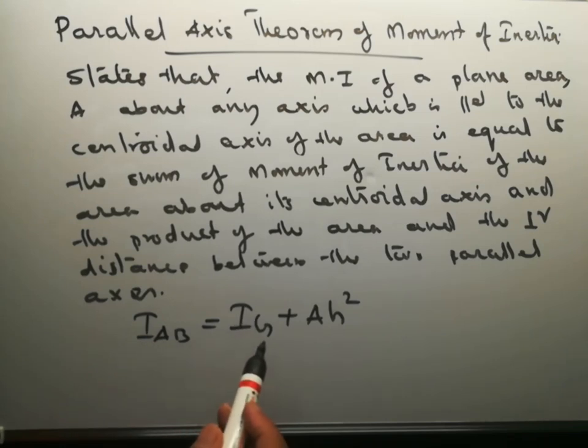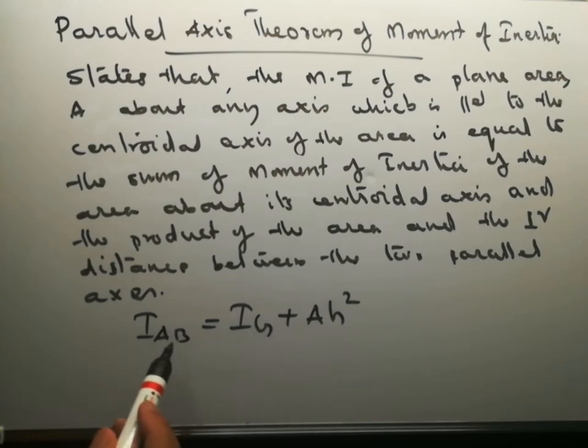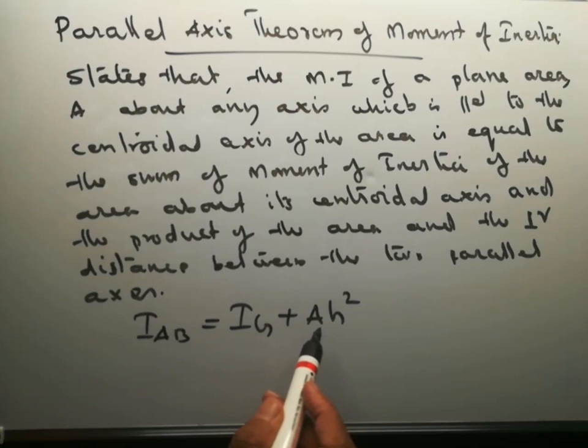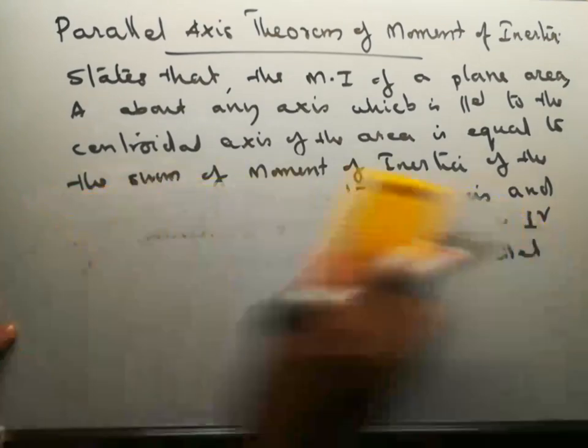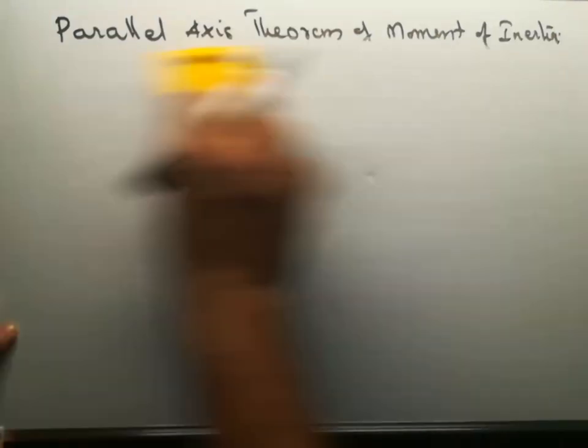IG is the centroidal moment of inertia about a centroidal axis which is parallel to AB, plus A into h square, where A is the area of the plane shape and h is the perpendicular distance between the two axes. So IAB equal to IG plus A h square. Now let us see the proof, how we can prove it.